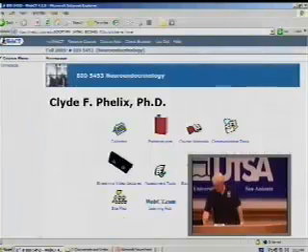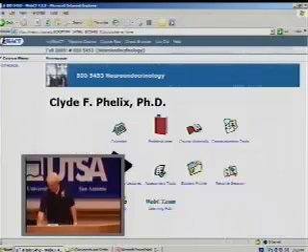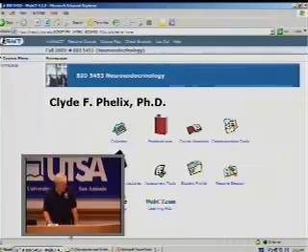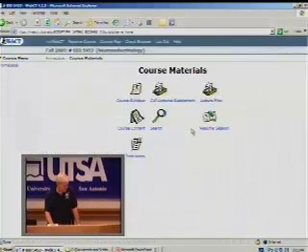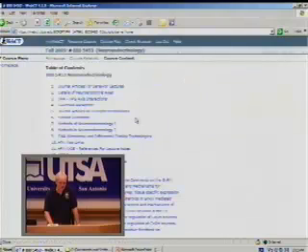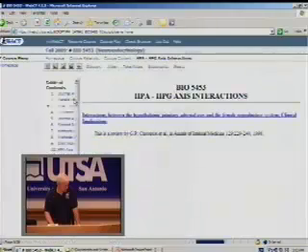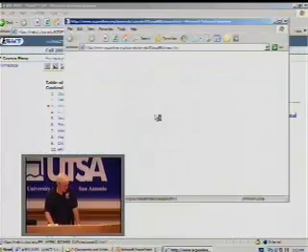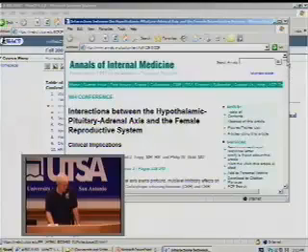So I'm going to first go to our WebCT page and show you a link that is excellent for helping to understand some of the concepts, at least the final concept made in today's lecture. So under course materials, the course content icon, number 3, the HPA-HBG axis interactions. There is a link to an article there.